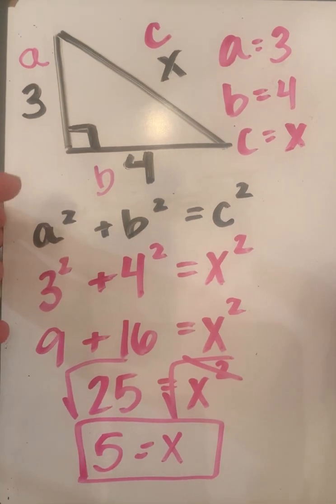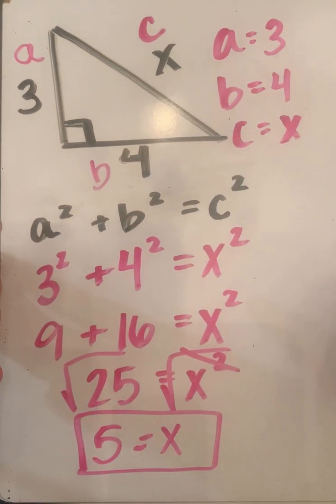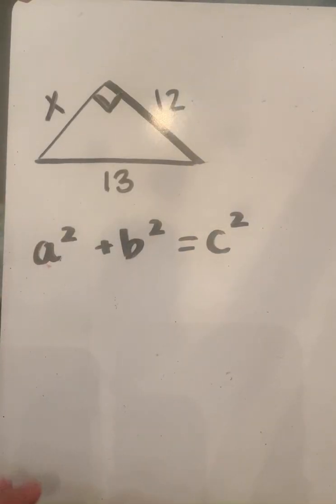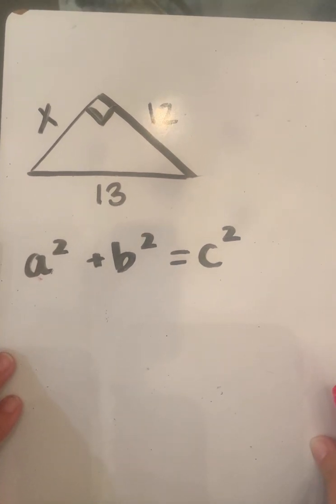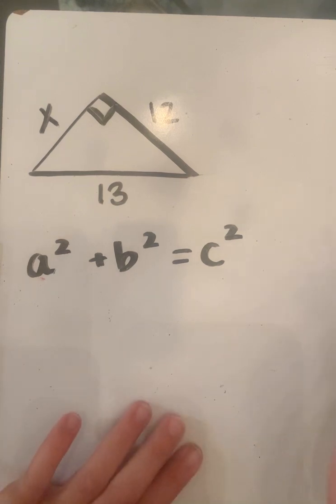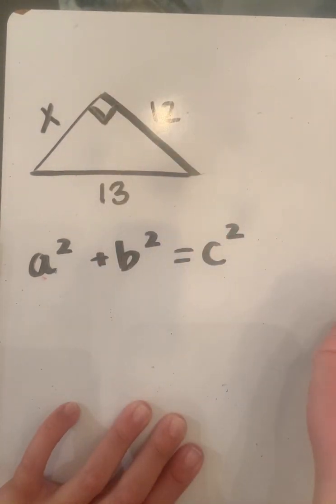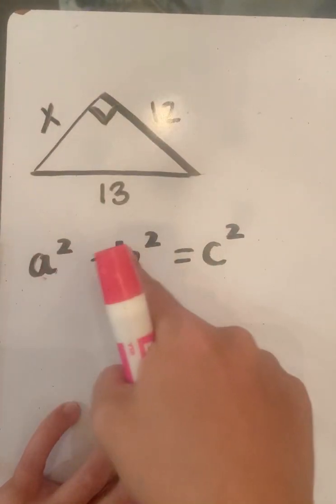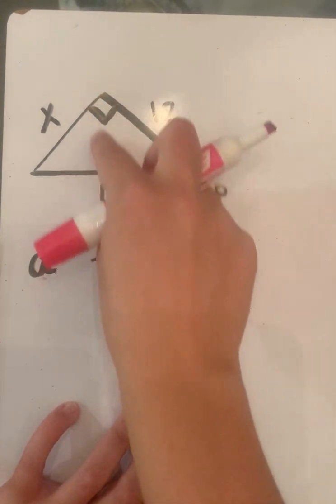Another example, because we're not always going to be looking for our hypotenuse. Sometimes we're looking for a missing leg. So in this case, I'm still going to start by labeling. And again, I like to go from shortest to longest. If you can't tell, like in this triangle, it can be a little bit tricky. You could also start with your hypotenuse.